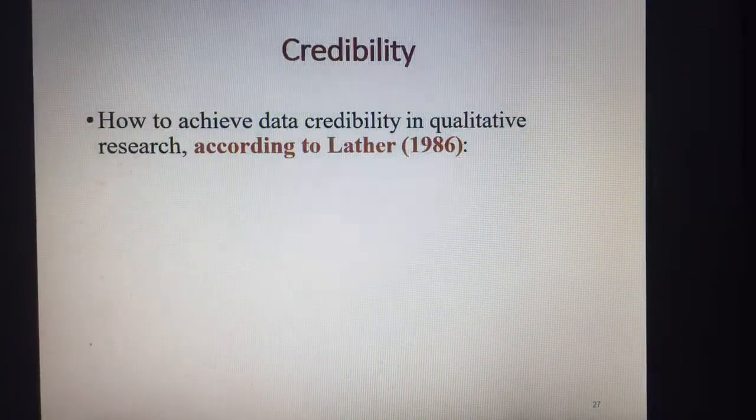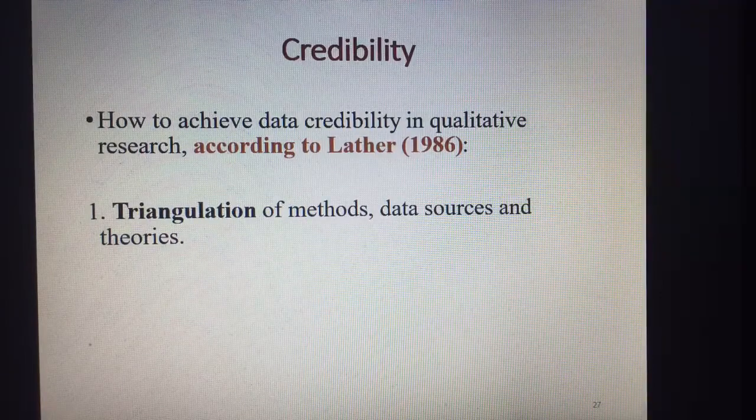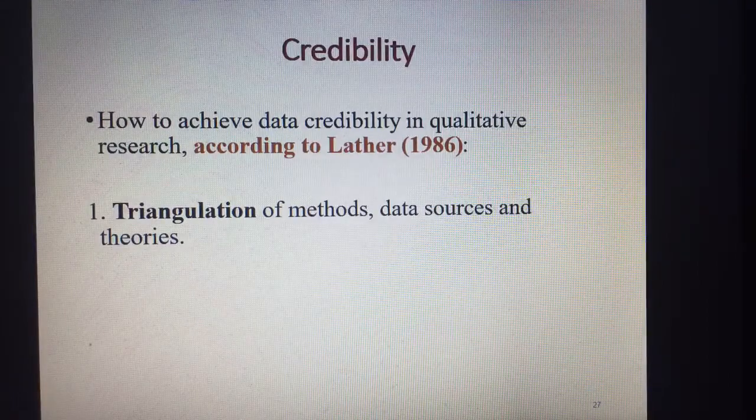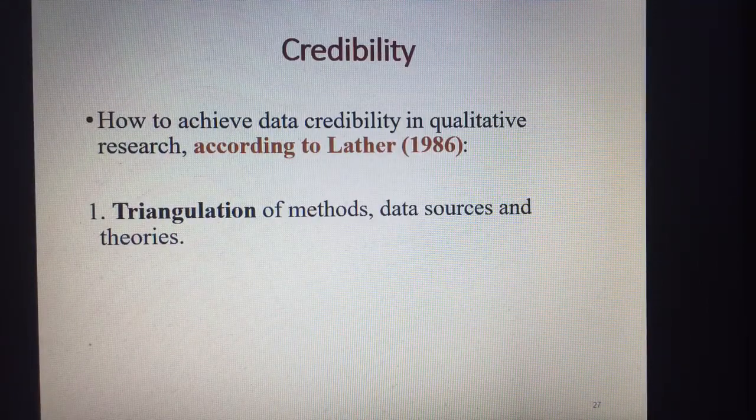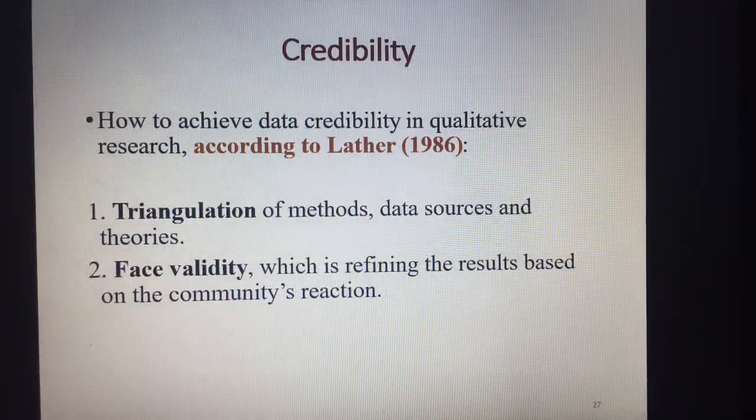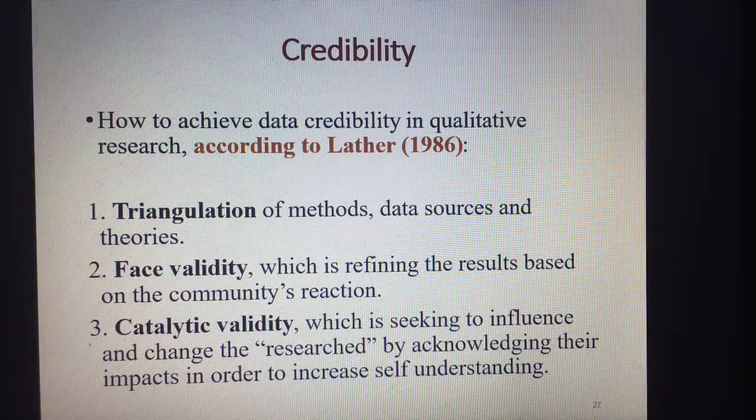And this is how, according to Lader, 1986, he says: triangulation of methods, which has three types: methods, data sources, and theories. Or face validity, which is refining the results based on the community's reactions. Or it can be catalytic validity, which is causing influence and change in the researched by acknowledging their impact in order to increase self-understanding.